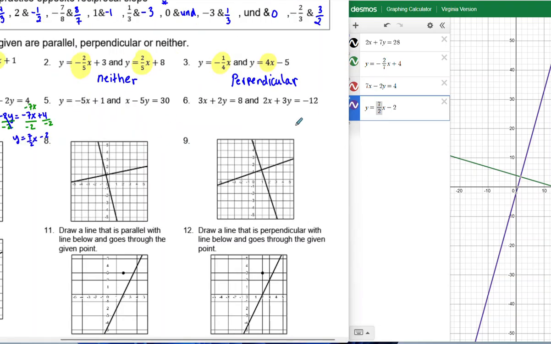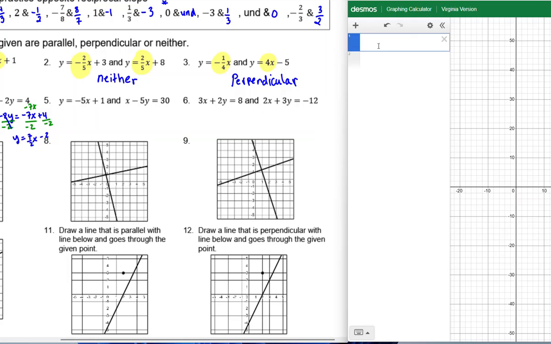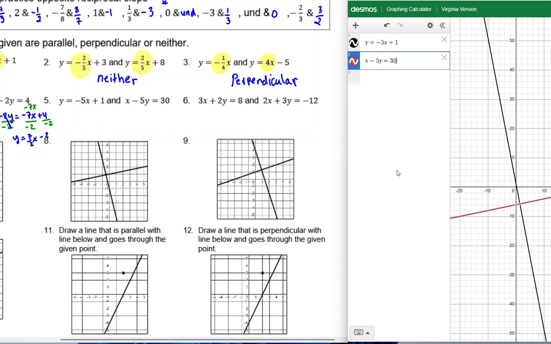These next two problems, I'll just go ahead and graph it in Desmos just to save some time. But I will write out the answer key to show you how, if you want to put it in slope-intercept form. Anyway, this one is already in slope-intercept form. So there's that line. And then the second line, x minus 5y equals, they look perpendicular to me. So let me just quickly put this one in slope-intercept form. So this would be subtract x on both sides.